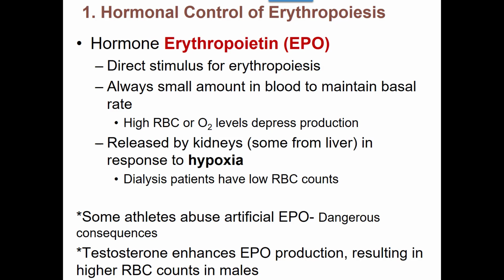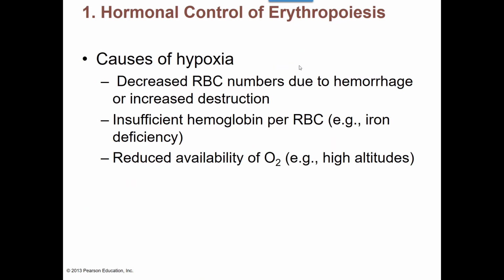Now, what causes us to make more erythropoietin is hypoxia, low oxygen. So anything that causes hypoxia will eventually trigger making more red blood cells. So what can cause hypoxia, or low oxygen in your body? Well, a decrease in your red blood cell numbers, maybe because of hemorrhaging, or because something was destroying your red blood cells, a virus, a bacteria, some other type of disorder that causes red blood cell destruction. You would have hypoxia, not enough oxygen to your tissues.